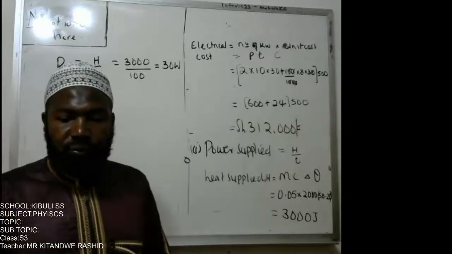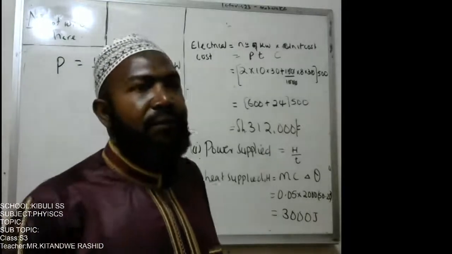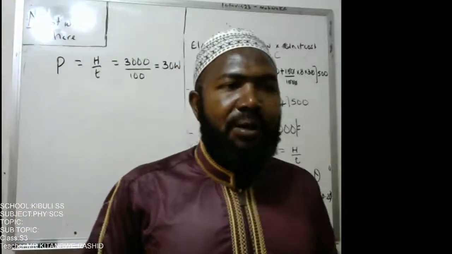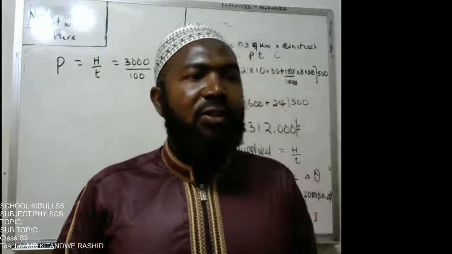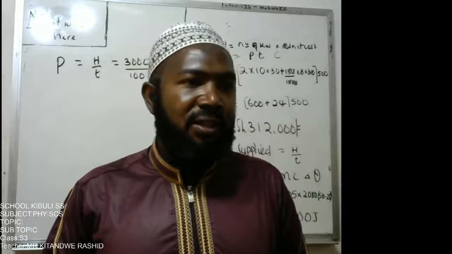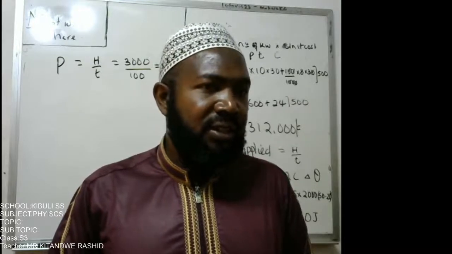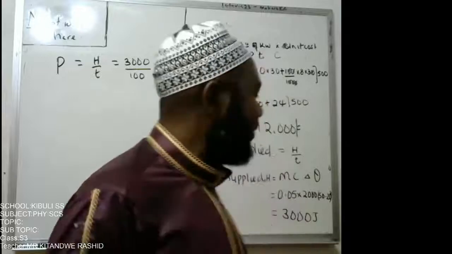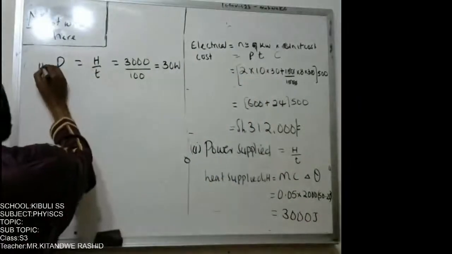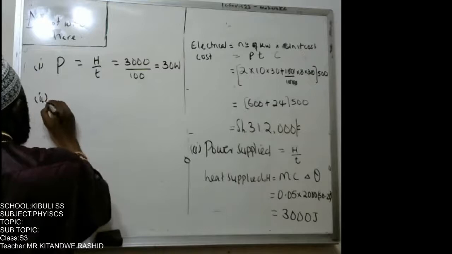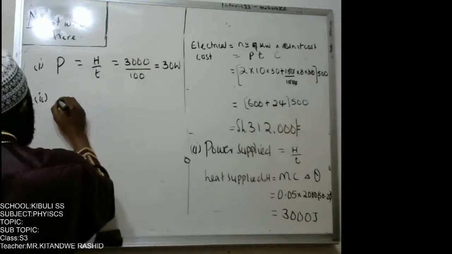Roman 2, power supplied by the heater is done. Cost of running the heater for 100 seconds each day for 48 days. What are we going to do? Power. Cost, electrical cost.